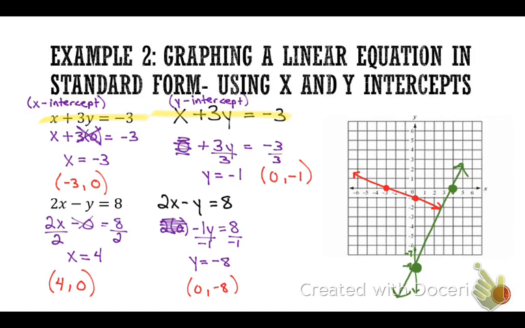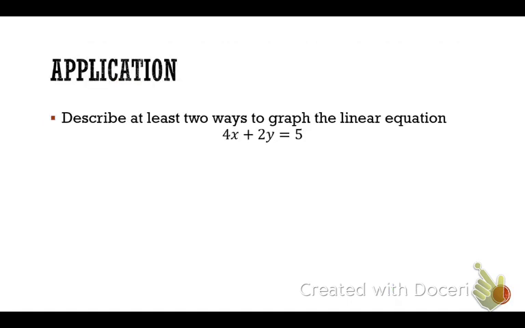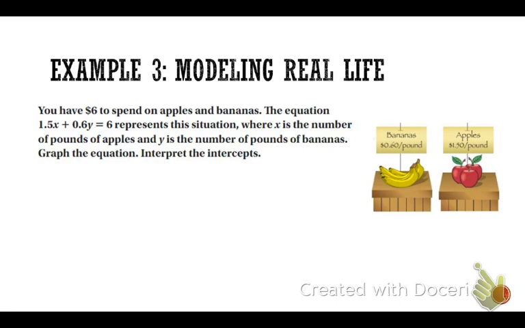Example 3 is coming up. Okay? We'll come back to the application question. In example 3, you have $6 to spend. Has anybody ever gone to the farmer's market? Downtown? Or I guess downtown, Riverside. All right? So most of those places are cash only, right? So you have $6 to spend on apples and bananas. Here's your equation. 1.5x plus 0.6y equals 6.